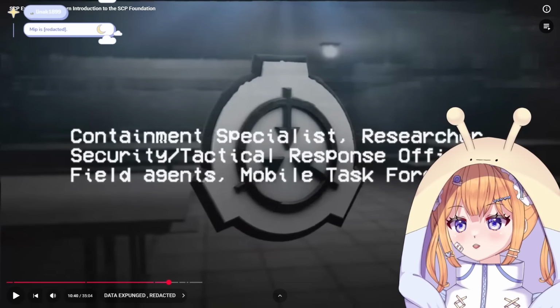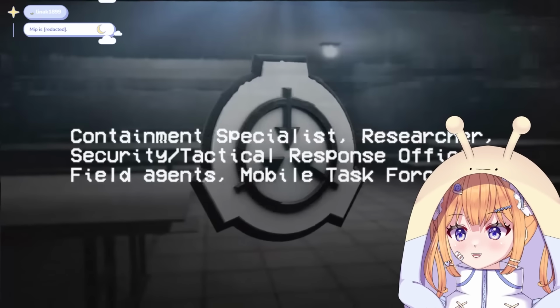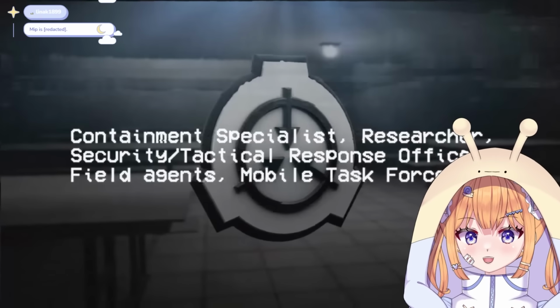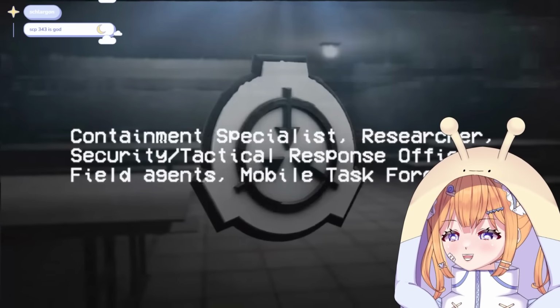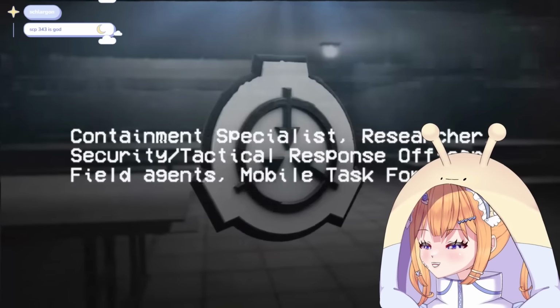What do you mean I am redacted? Wait, SCP-RP would be so much fun. Oh my goodness. I would like to be a researcher. I want to be a researcher.